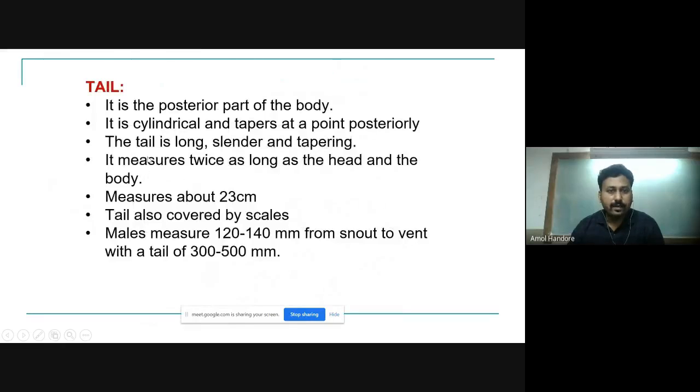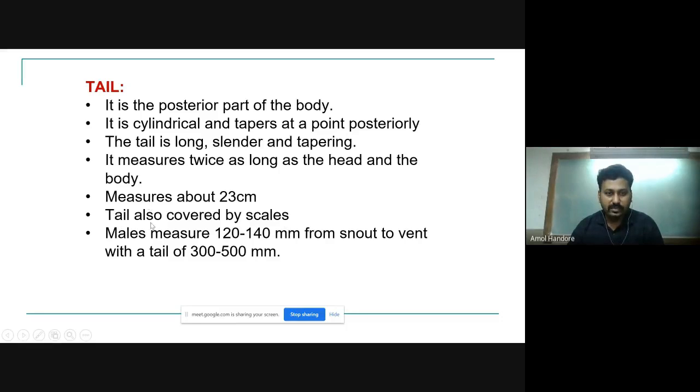Lastly, it measures twice as long as the head and the body. So whatever is the body size, the tail is twice the length of the body size. And in adult Calotes, it can grow up to 23 centimeters. So the tail can measure up to 23 centimeters in adult Calotes. And as I already told you, the tail is covered by scales. So the tail is also covered by scales.